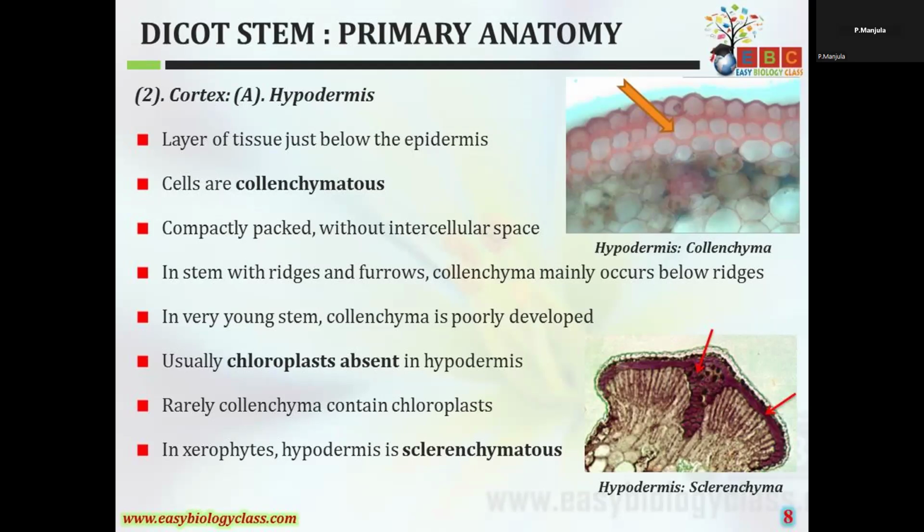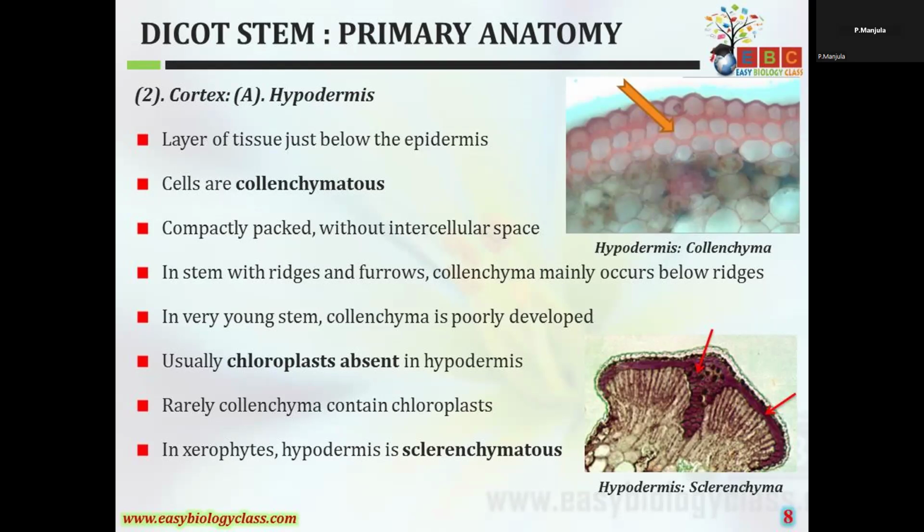In a stem with ridges and furrows, the collenchyma mainly occurs below the ridges. So when the stem is irregular, that is, with ridges and furrows, the collenchyma cells are present at the ridges. In a very young stem, the collenchyma is poorly developed. Usually chloroplast is absent in the hypodermis because it is made up of collenchyma, though rarely the collenchyma may contain chloroplast.